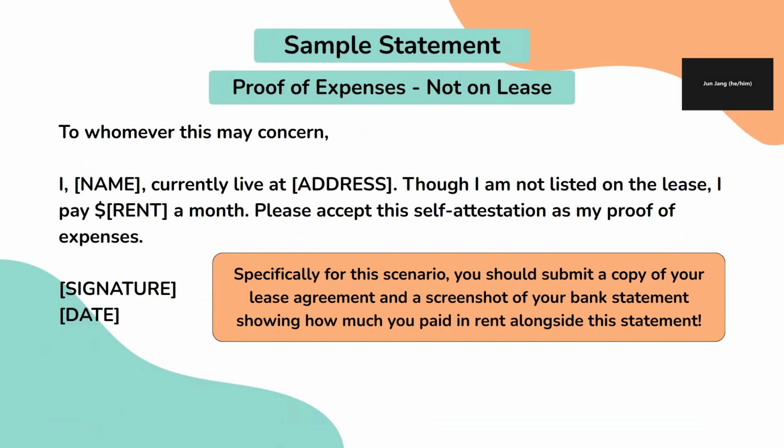If you are not listed on the lease, you do need to submit a self-rent statement in addition to the lease agreement as well, and a screenshot of your bank statement showing how much you paid in rent. All of this is required for proof of expenses if you are not listed formally on the lease.